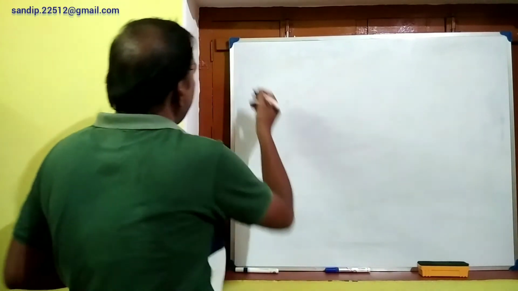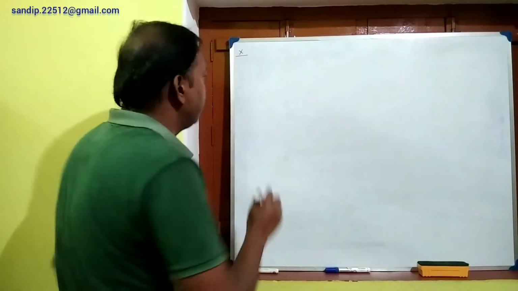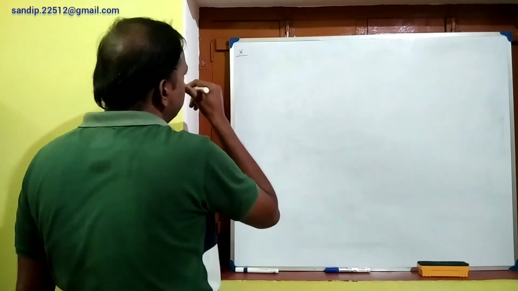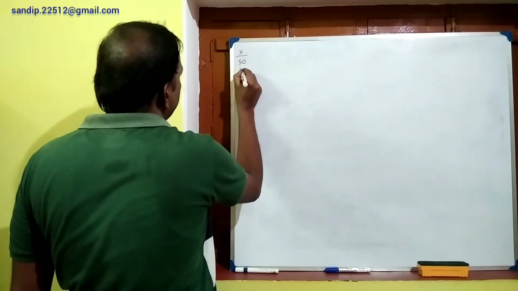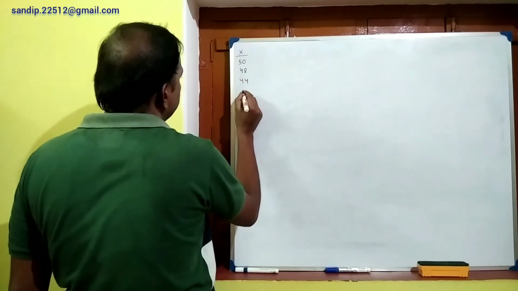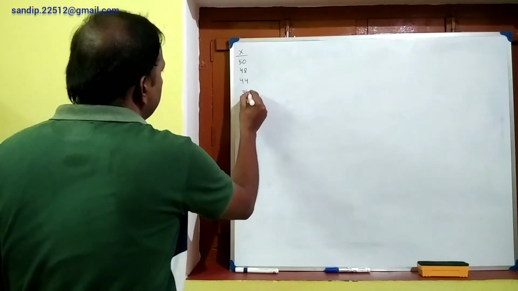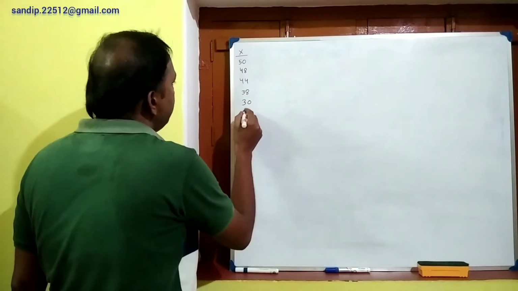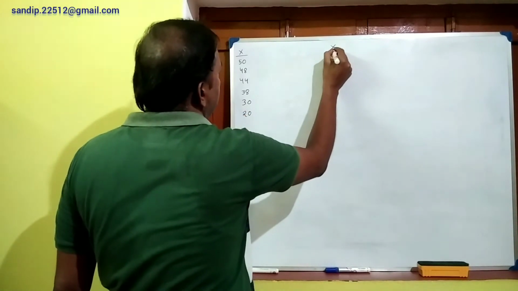Now suppose I am taking one variable, suppose X. It is a mathematical concept I am taking. Suppose for this variable let us take the values 50, 48, 44, then let us take 38, 30, and the next one take suppose 20. Another concept, let us take X.